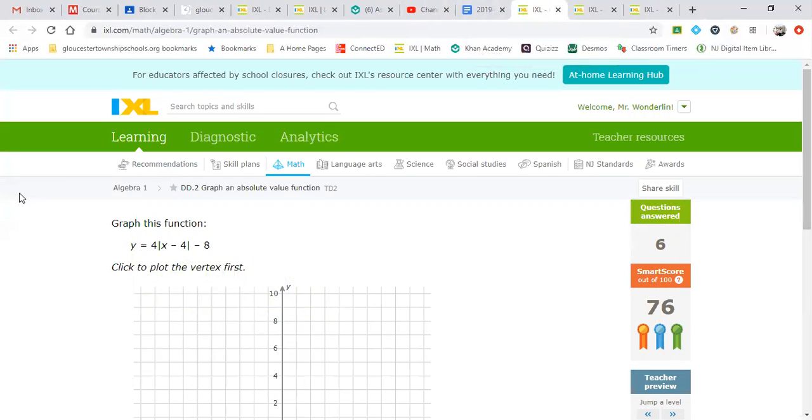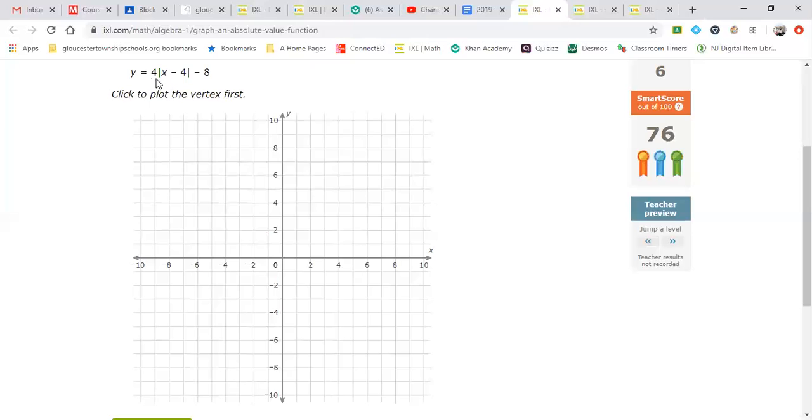Couple more now with some multiple shifts, and then an added little tricky bonus. 4 times the absolute value of x minus 4 minus 8. Always vertex first. The a value here says I'm going to go to the right 4 units. And the b value says I'm going to go down 8 units. So my vertex is going to go right 4, down 8.